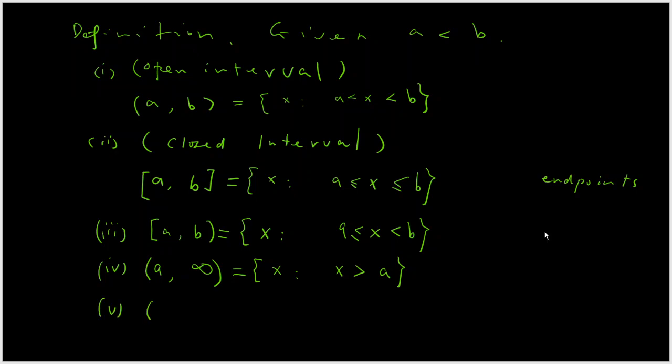The next one, I could also say an interval like this, from negative infinity to, let's say, another number b. This time I'm making the right hand side closed. I guess you know the meaning of this already. Using set builder notation, it means the set consisting of all the real numbers such that the numbers are less than or equal to b. b is included. It's because of the square bracket, right?